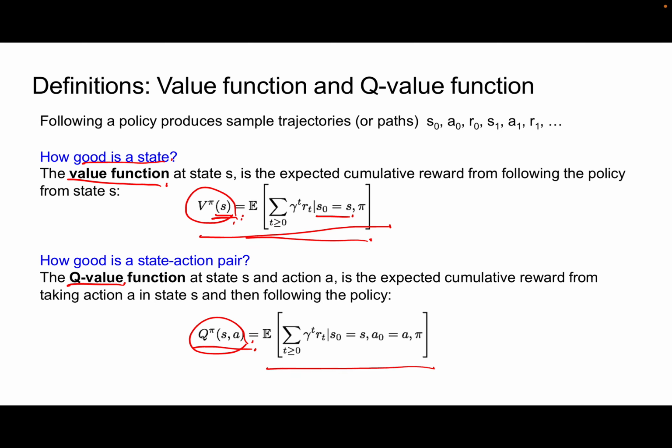If the value function is high, then we can say that the current state is good. If the Q value is high, then the current combination of state and action is good. So we can decide which state is good or which state-action pair is good based on the value function or Q value function.